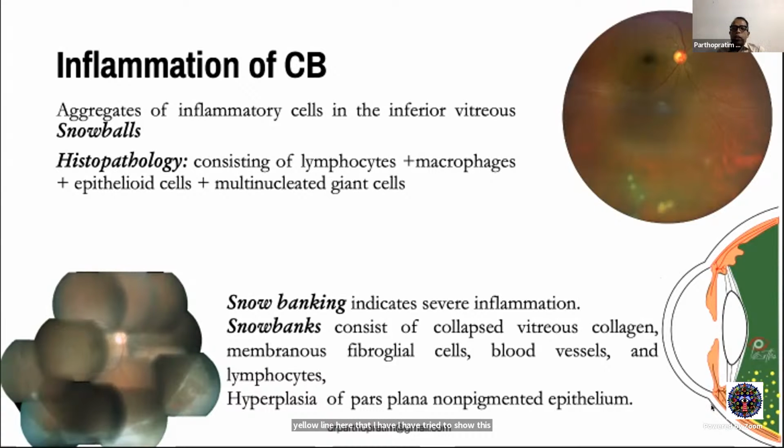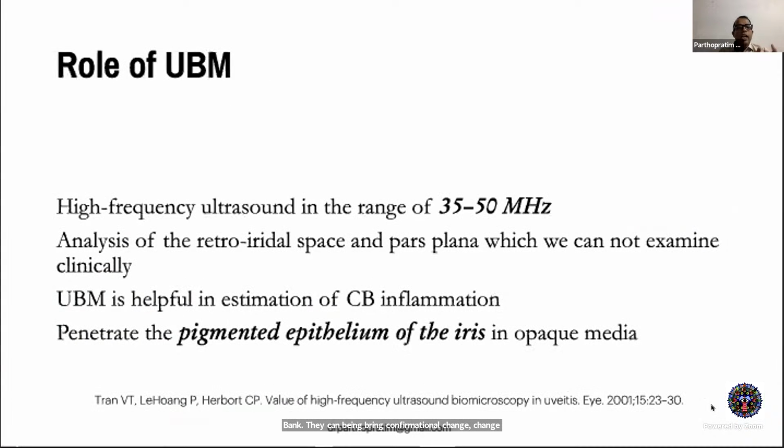So what happens here? The snow banks are basically a membrane that consists of collapsed vitreous collagen, blood vessels, and lymphocytes. This membrane can bring hyperplastic changes in the pars plana non-pigmented epithelium, which is responsible for the aqueous humor formation. So you can imagine, if you are not treating snow banking aggressively, it can lead to protracted hypotony, because the snow bank can bring conformational change in the non-pigmented epithelium of the ciliary process.